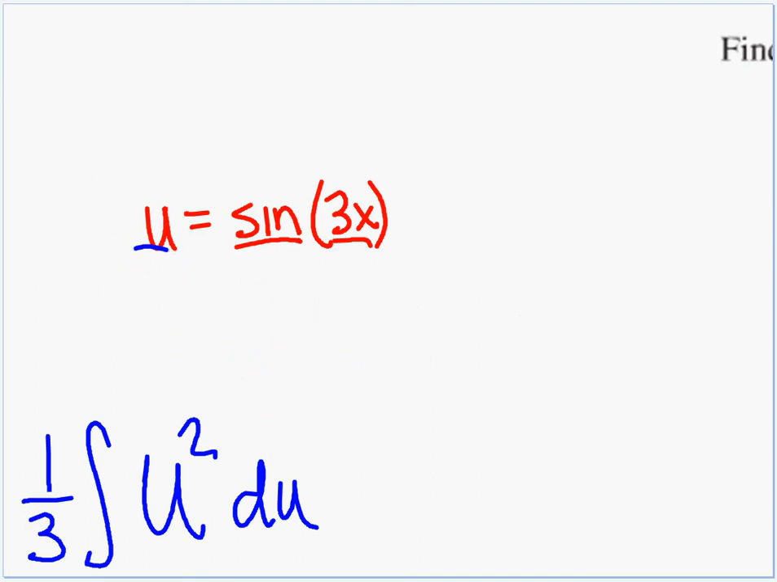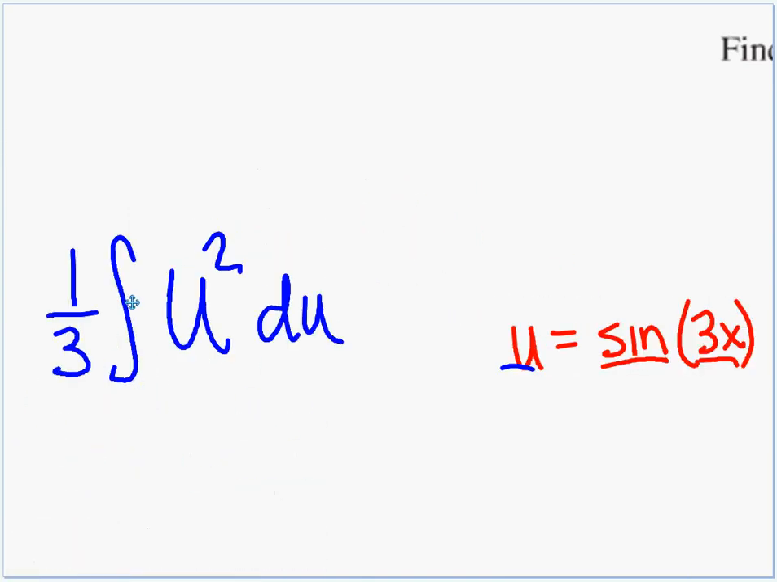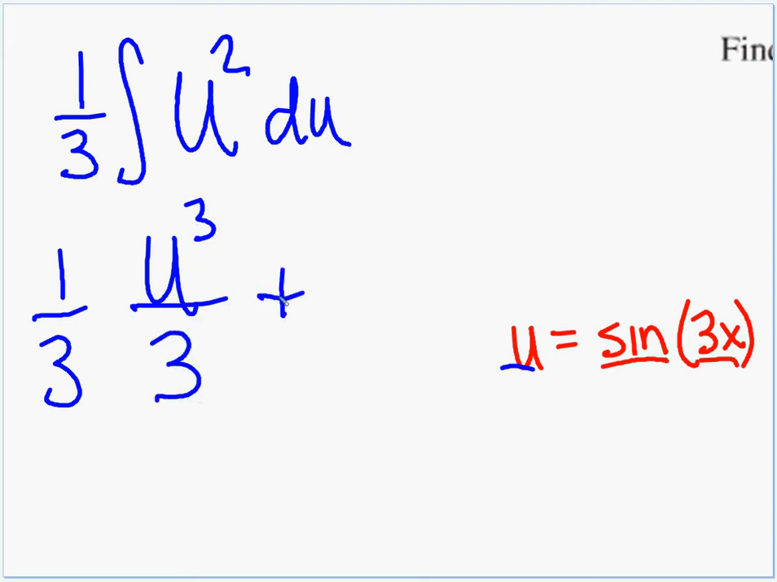So now it looks like it's going to be a lot easier to antiderive. How do we antiderive something to the second power? Well, we raise the power by 1, we divide by the new power, and we don't forget our constant. So if we multiply the 1/3 by the u cubed over 3, that's going to be u cubed over 9 plus c.